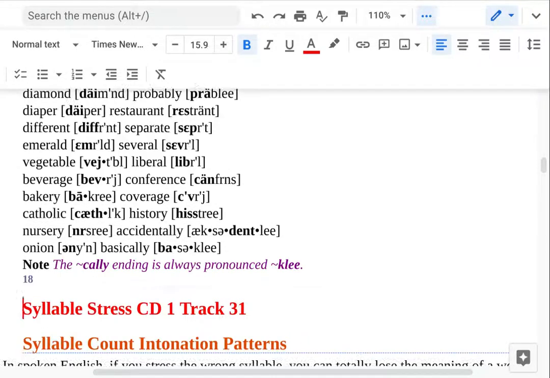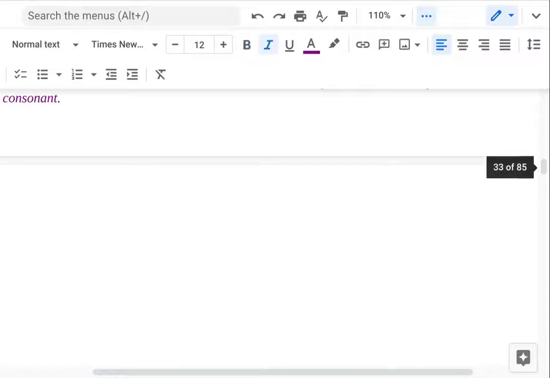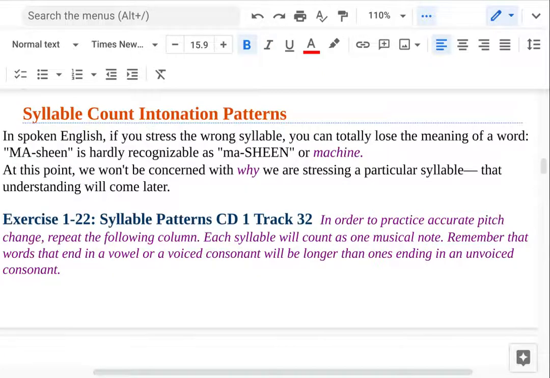Syllable stress. Syllable count intonation patterns. In spoken English, if you stress the wrong syllable, you can totally lose the meaning of a word. Machine is hardly recognizable as machine. At this point, we won't be concerned with why we're stressing a particular syllable. That understanding will come later.